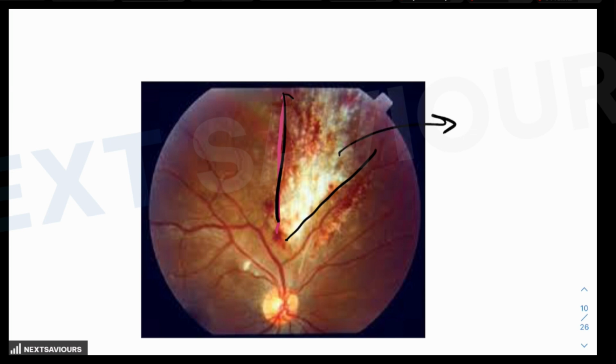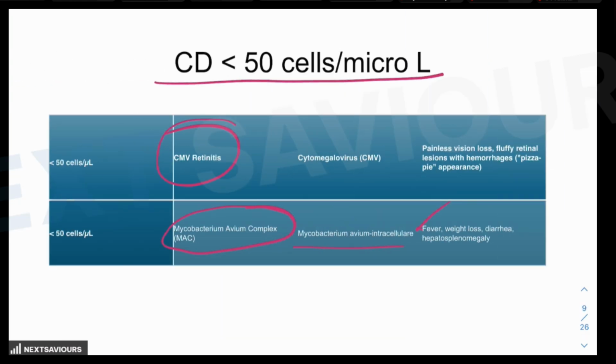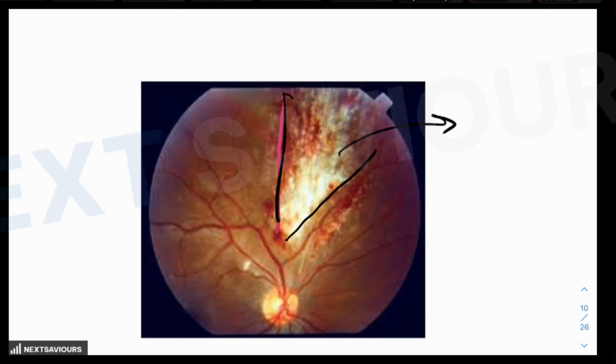You all know how it is managed: what is the role of valganciclovir for prophylaxis, and what is the role of ganciclovir or foscarnet for the management of CMV retinitis. This is something that you have to learn. Similarly, for Mycobacterium avium complex, what is the role of azithromycin in prophylaxis, and how is it treated, with clarithromycin or ethambutol? So what I'm suggesting is that it is essentially important for you to remember the treatment for each of the conditions that we have discussed.